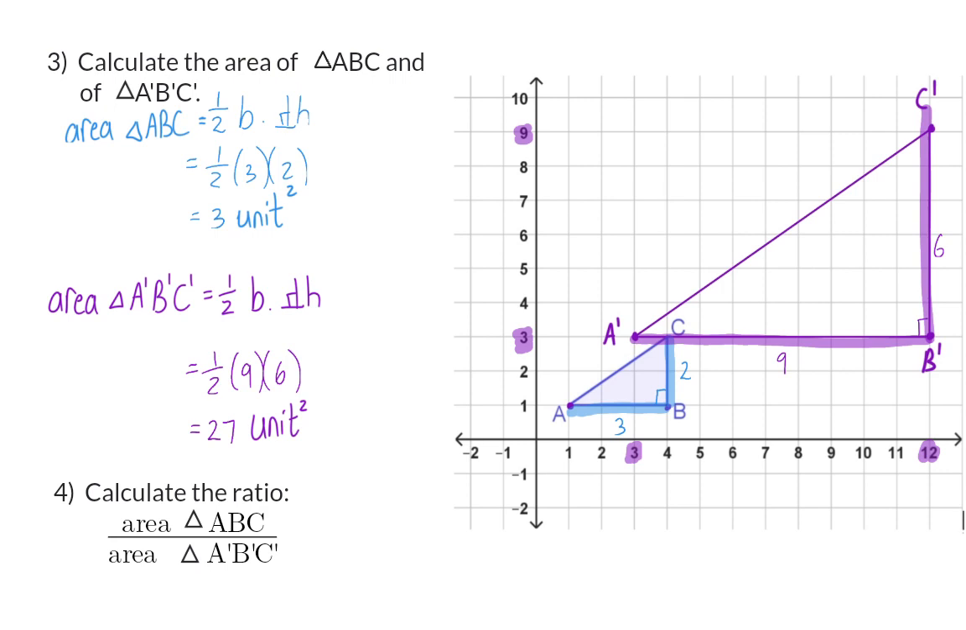Question 4. Calculate the ratio of the area of triangle ABC on that of triangle ABC prime. We've already calculated both these areas and know that this is 3 over 27, which can be simplified to 1 over 9. This 9 comes from the scale factor of 3, but because this is an area which is units squared, 3 squared will give us an area that is 9 times bigger.